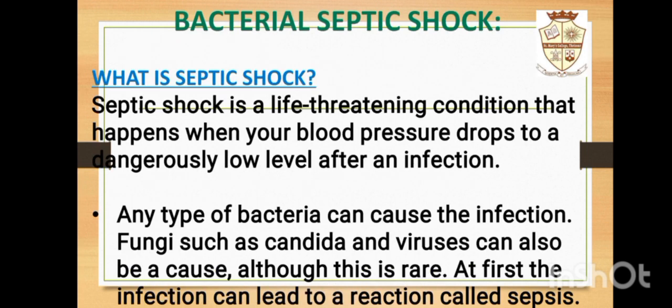Next disease is bacterial septic shock. What is septic shock? Septic shock is a life-threatening condition that happens when your blood pressure drops to a dangerously low level after an infection. Any type of bacteria can cause the infection. Fungi such as Candida and viruses can also be a cause, although this is rare.